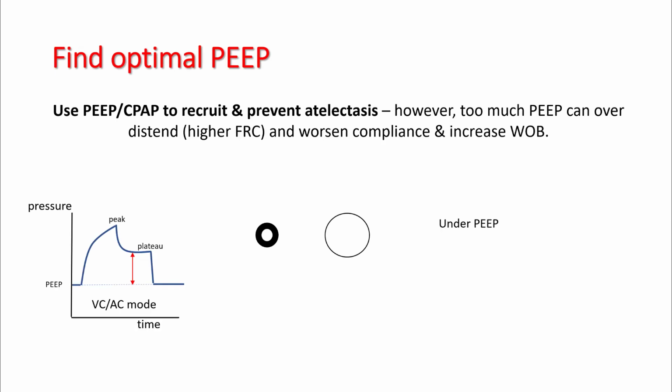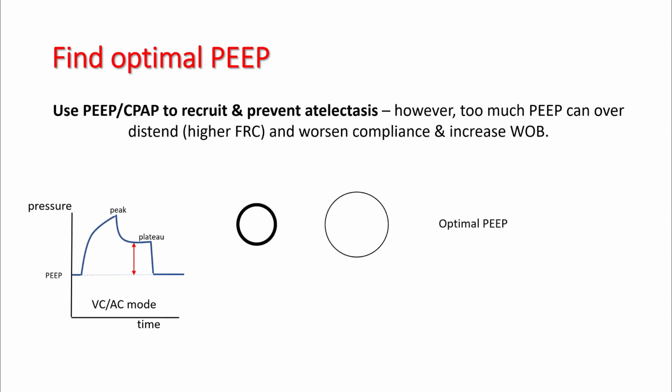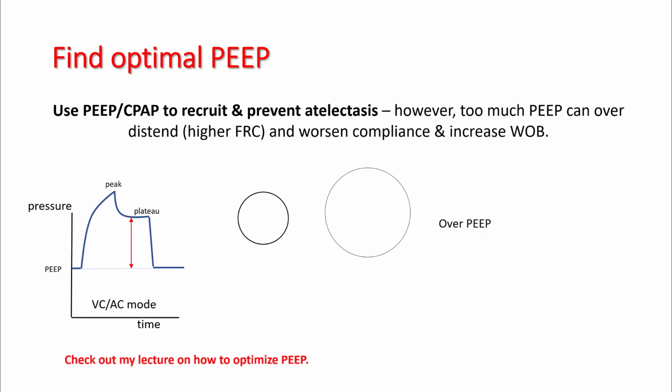Finding an optimal PEEP is really important because if you use too much PEEP, you can overdistend and can worsen the compliance and increase the work of breathing. And if you're using too little PEEP, you're not recruiting and you're not preventing cyclic atelectasis. So if you're ventilating somebody in VC-AC mode, as you increase the PEEP and cause recruitment, you will see that the driving pressure does not change. However, if you continue to increase the PEEP and your driving pressure starts increasing, that means you are overstretching.